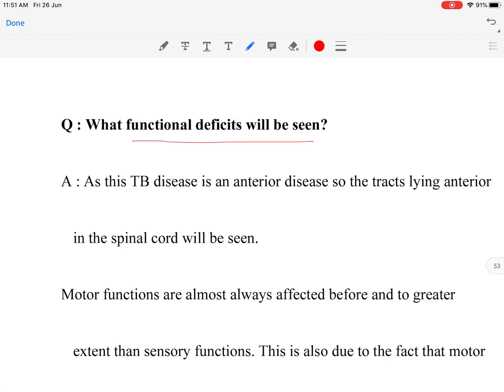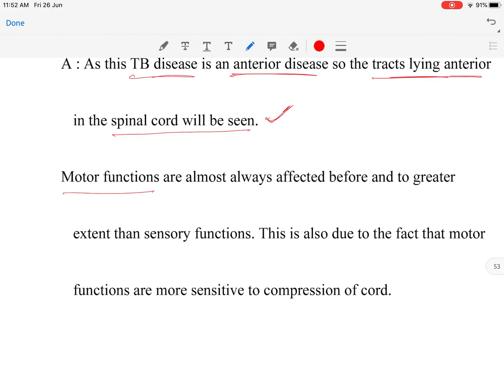As we know, TB is an anterior disease. The most common involvement is anterior, paradiscal, central or anterior involvement. So the tracts that are anterior in the spinal cord will be affected earlier. Motor function is always more sensitive than the sensory function. So motor is always affected more and to a greater extent than the sensory function. This is because motor function is more sensitive to compression of the cord, and plus they are lying anterolaterally.